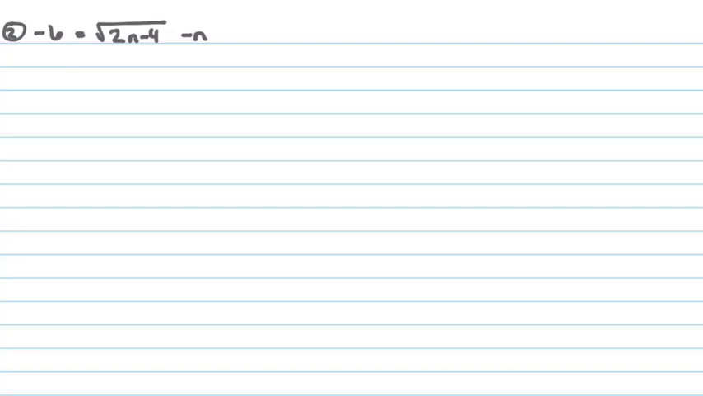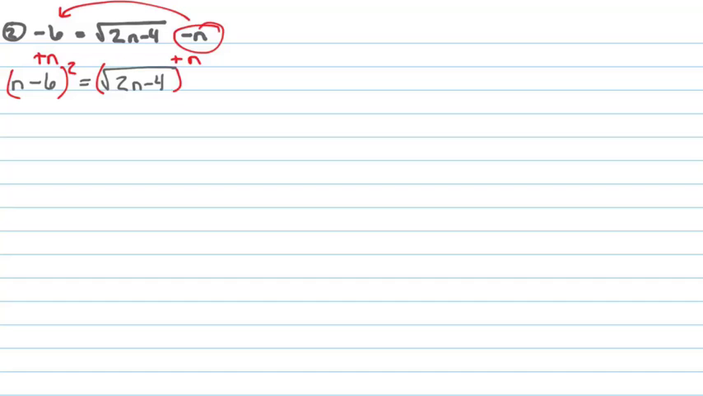And so on this one, we needed to get to where we have the square root isolated. And so that means we need to move this n over to the other side. So I'm going to add n to both sides. And that gives me n minus 6 is equal to the square root of 2n minus 4. We square both sides. On the right hand side, that just cancels off the square root, leaving me 2n minus 4.